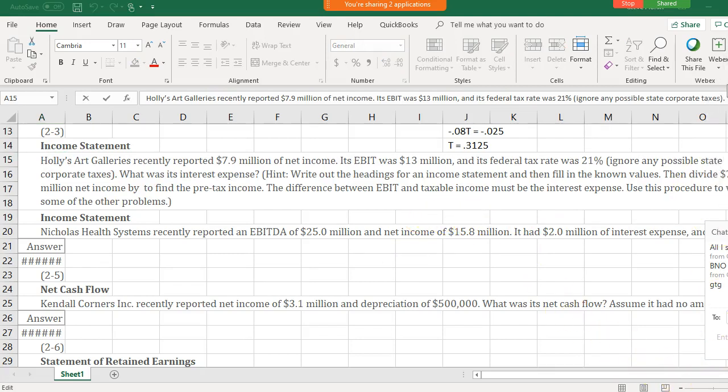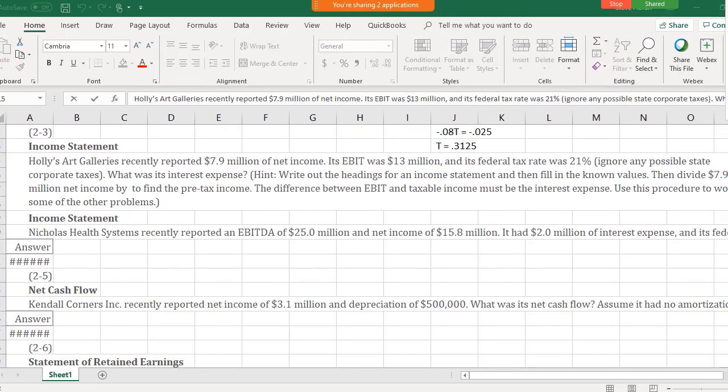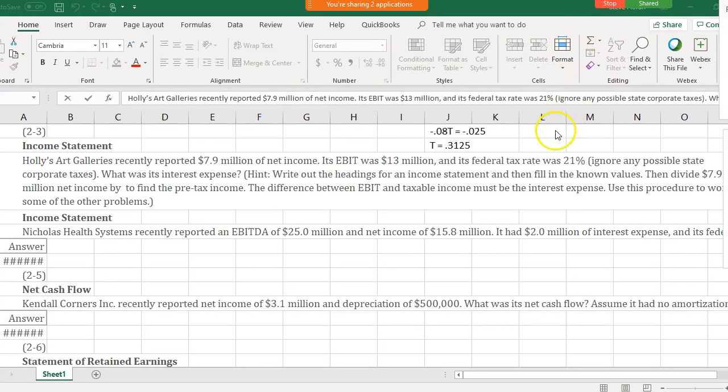And Harley's Art Gallery, you can see it here, reported $7.9 million of net income. Its EBIT was 13, and the federal tax rate is 21. And they're telling us, just don't worry at this point about what the state tax is. Let's go with 21%. And then what's the interest expense?